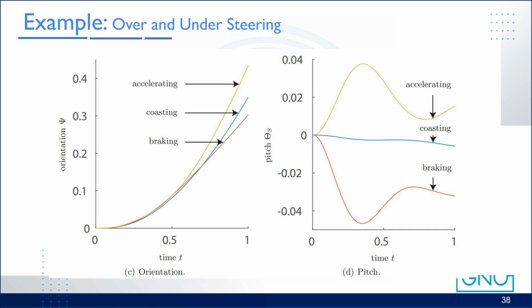Now let's look more closely at vehicle rotation and body tilt under three conditions: acceleration, coasting, and braking. We'll start with yaw, denoted by the Greek letter psi, ψ. Yaw describes how the vehicle rotates left or right in the horizontal plane. That is, how its heading direction changes as it turns.